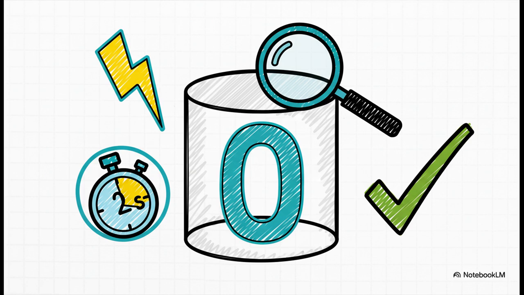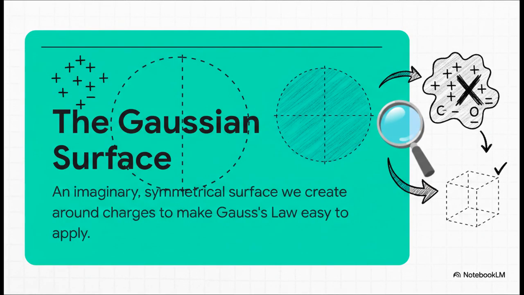No. So, according to Gauss, the total charge enclosed is 0, which means the total flux is 0. Done. What took 4 steps and a bunch of math before now takes about 2 seconds of pure logic. It is a total game changer. Okay, there is one small catch.